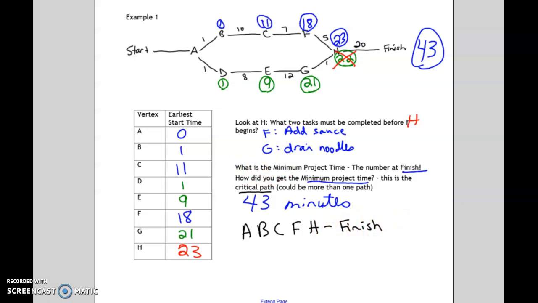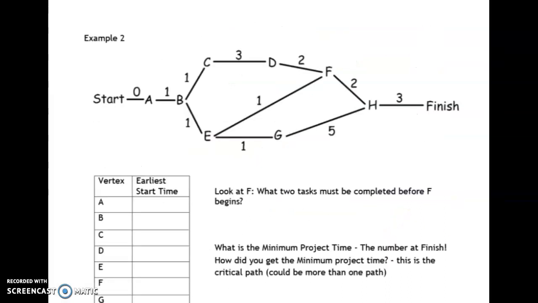Okay, let's try another one of these. This example is actually in your textbook. It's talking about a yearbook staff trying to get a certain section, I think film developed and ready for the yearbook. So it's just a small little project. How long will it take to get this small project done? This one is in days instead of minutes.